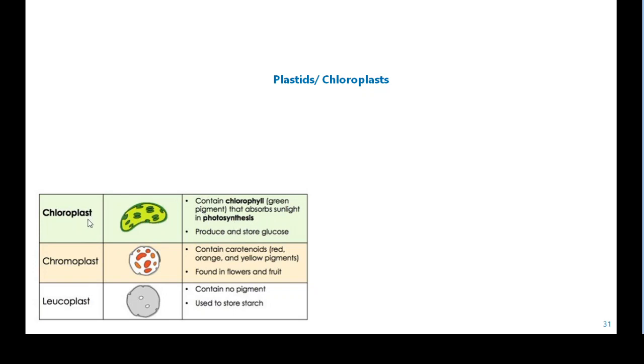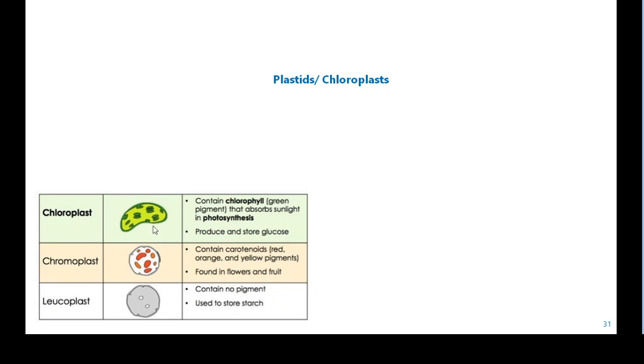Another type of plastid is not green in color and does not contain chlorophyll, but contains different colors, like yellow pigments such as xanthophyll and red pigments such as carotenoids. So chromoplasts are the plastids which have different colors, yellow, red, orange type of pigments. They are mostly found in flowers and fruits. The third type of plastid is the leucoplast, which does not contain any pigments or colors. The main function of leucoplast is to store the starch.